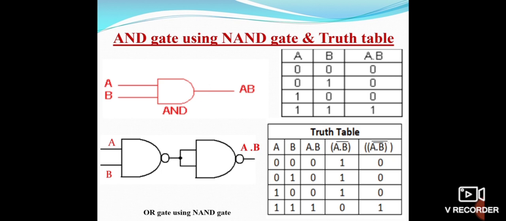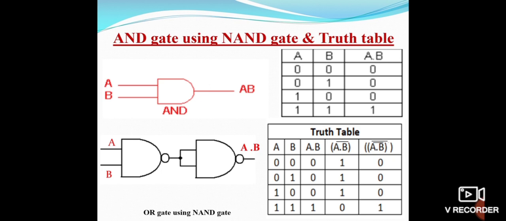Hope you all understand this topic. Today we studied universal logic gates, that is NAND gate and NOR gate. They are known as universal logic gates. So in this class we studied the NAND gate. NAND gate is nothing but NOT AND gate, and we studied the logic symbol, truth table, and the construction of OR gate, AND gate, and NOT gate using a NAND gate.